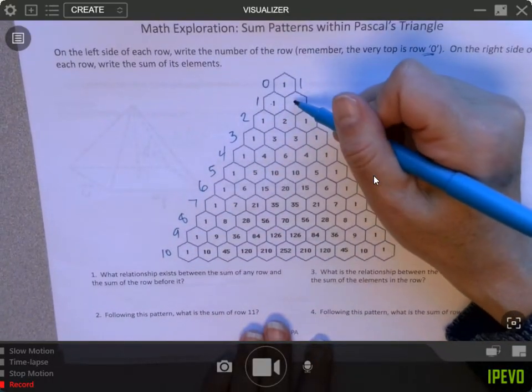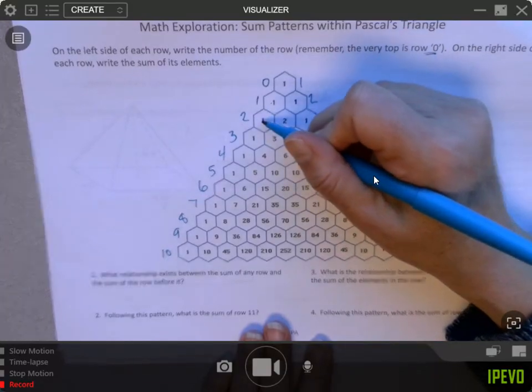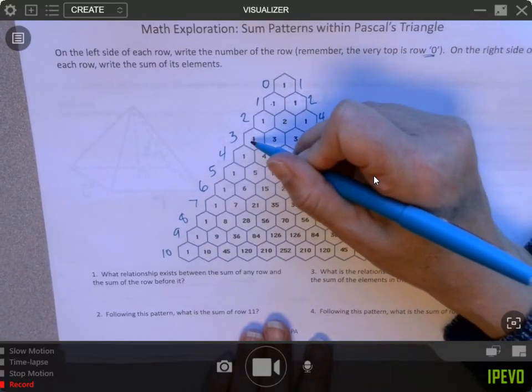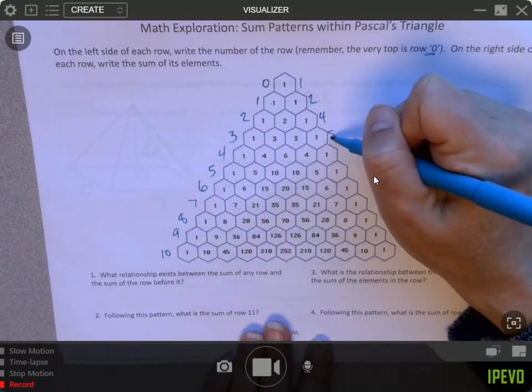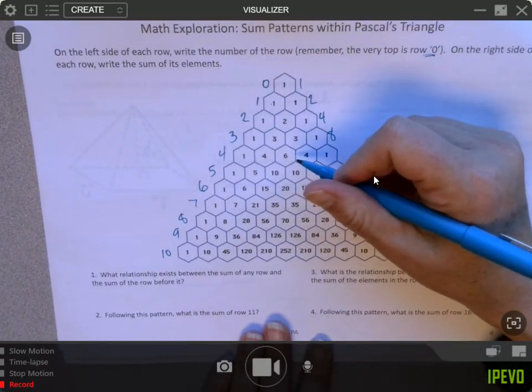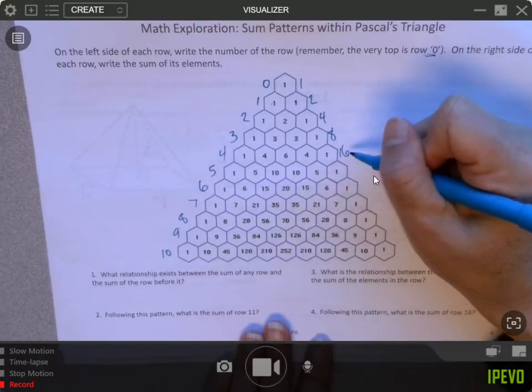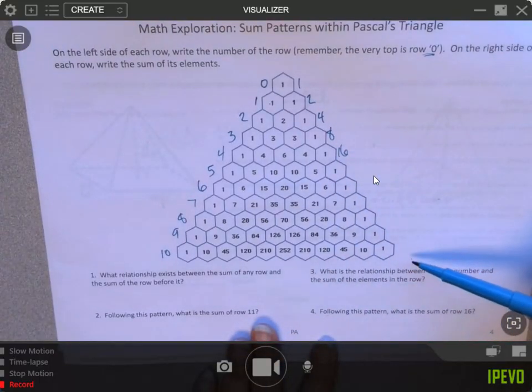We add across. 1 plus 1 is 2. 1 plus 2 plus 1 is 4. 1 plus 3 plus 3 plus 1 is 8. This one would be 10, 15, 16. Now, finish that going down.